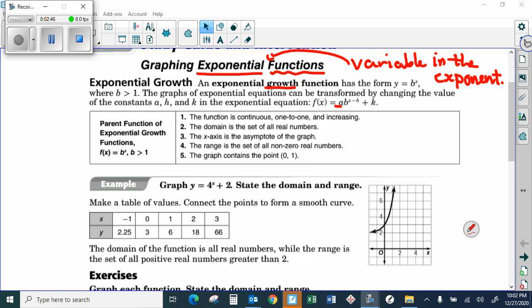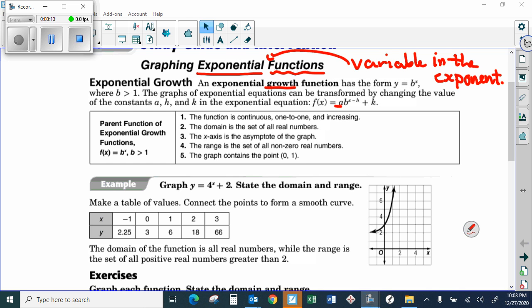A is a constant out front, which, if it's positive and greater than 1, is going to make it go up faster. If it's negative, it's going to reflect over the x-axis and have it go down. If it's between 0 and 1, then it's going to make it not go quite as fast up.